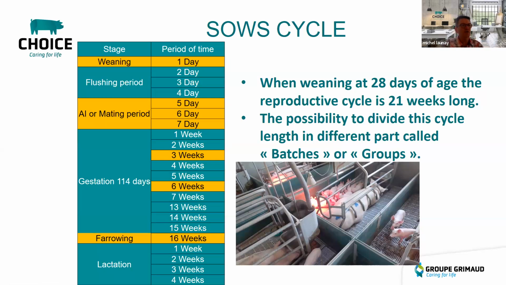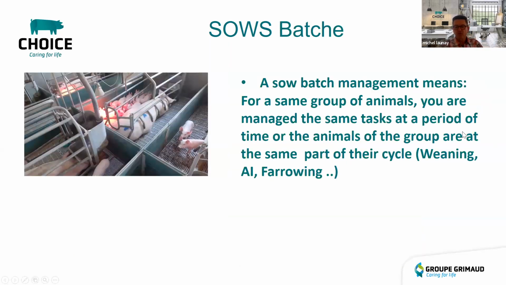So we are talking today about this batch management. What I mean by batch management is that for the same group of animals, we manage the same task at the same period of time. That means when a group of sows are at weaning, we wean all the sows, or the sows will be in another week on AI, and we are working on this group of sows for AI. The animals are at the same part of their cycle. So it's important for the sows, but we will see later it's also important for the offspring. We can manage not only the sows, but also the offspring in batch management.